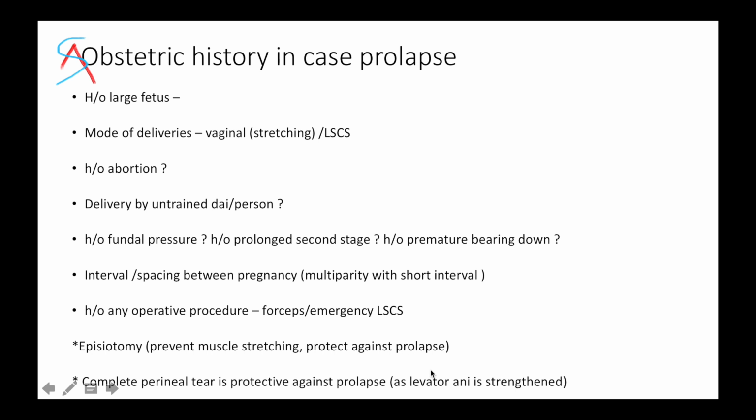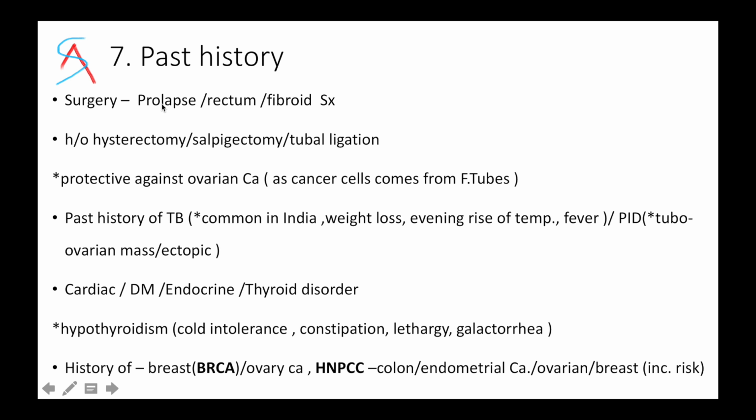ani will get strengthened. In past history, you have to ask if she has already undergone some prolapse or fibroid surgery, then it could be a recurrence. If she has already undergone hysterectomy and now presents with a mass descending per vaginum, then it could mostly be a vault prolapse. Generally, hysterectomy, salpingectomy and tubal ligation are said to be protective against ovarian carcinoma, because there is a theory which says that cancer generally comes from the fallopian tubes.